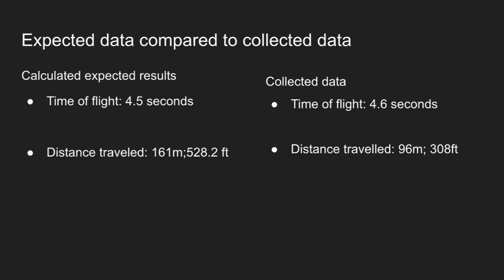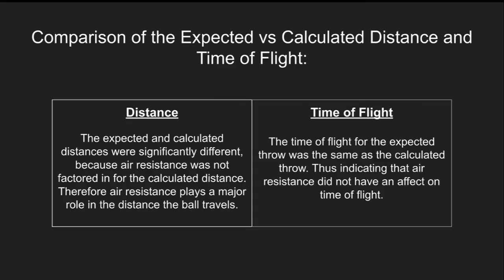This is our data. The calculated time of flight was 4.5 seconds and the calculated distance was 161 meters. The collected data, the time of flight was 4.6 seconds and the collected distance traveled was 96 meters. The purpose of this experiment was to compare the expected versus calculated distances and times of flight for the projectile motion of a thrown baseball.